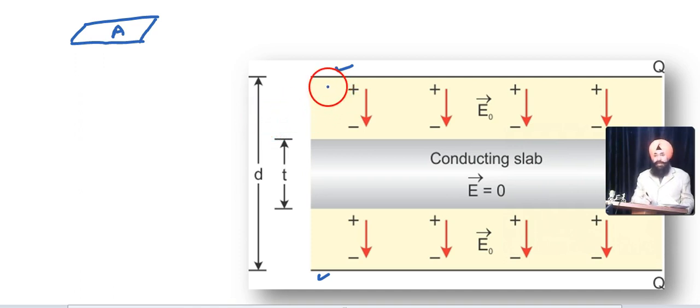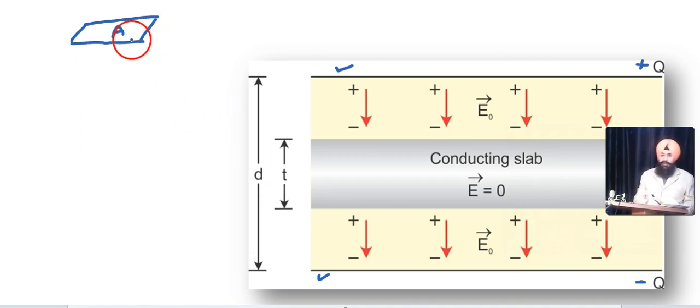Now the capacitor is charged by some external means. So this plate acquires plus Q charge, and this plate acquires minus Q charge.